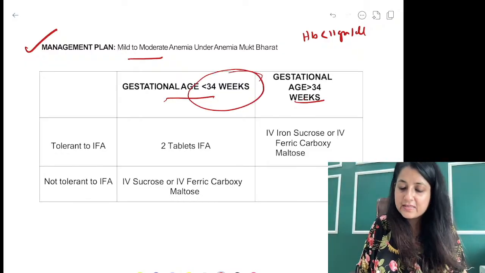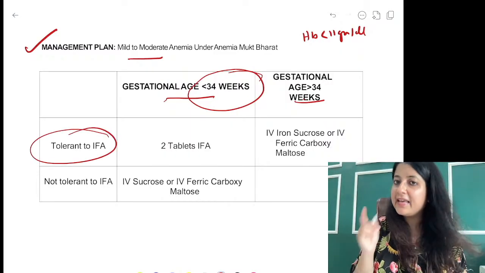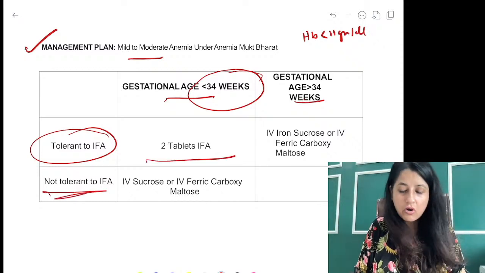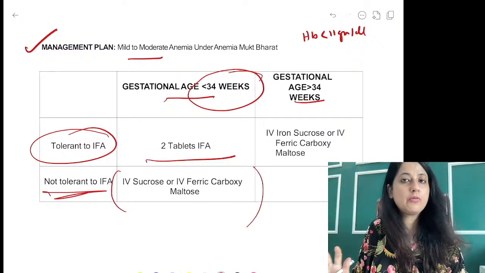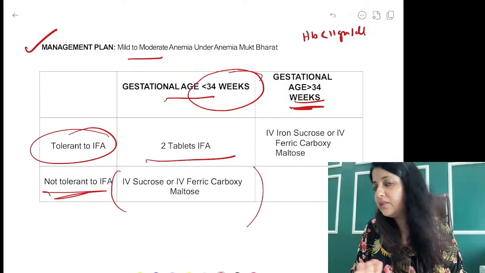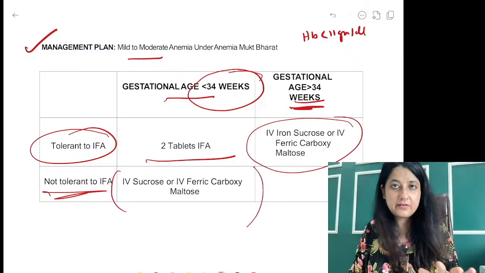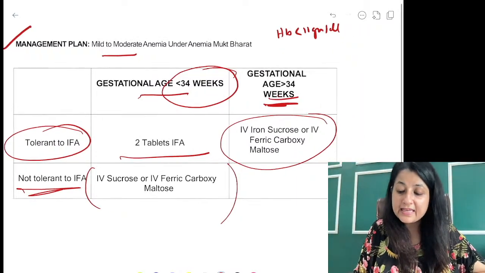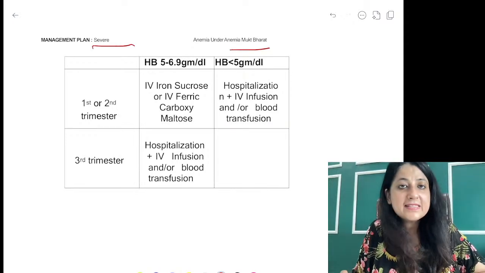If the gestational age is less than 34 weeks, we don't go for injectables. If she can eat IFA, instead of giving her the prophylactic 1 dose, we give her 2 tablets of IFA. If she is not tolerant to IFA, then only we stick to IV iron sucrose or IV ferric carboxymaltose. We will not give IM. But in case gestational age is more than 34 weeks, guys, in that case you give IVs, injectables, even if she is a case of mild to moderate anemia. But in case she is a case of severe anemia, do not give tablets at all.